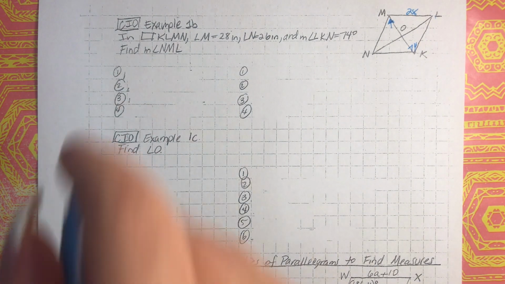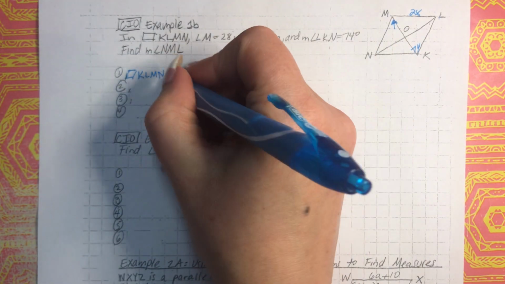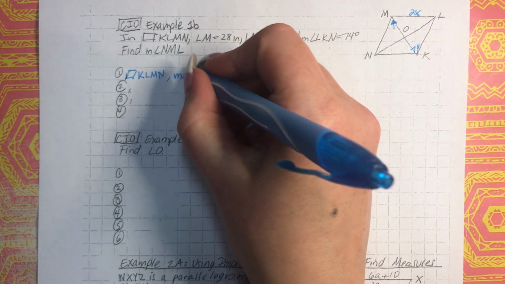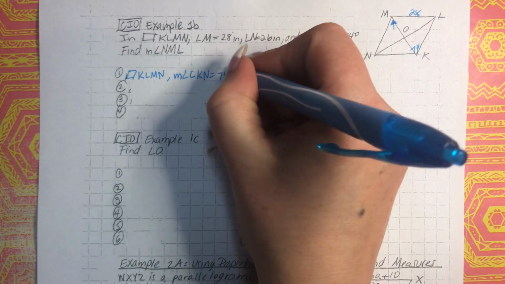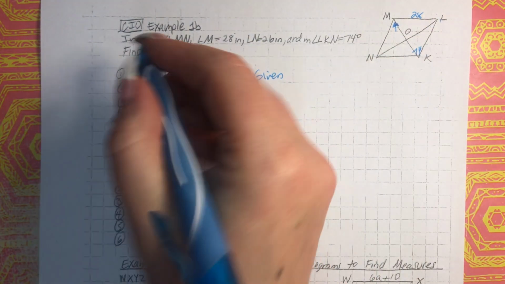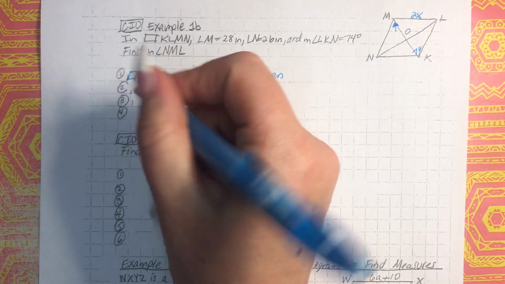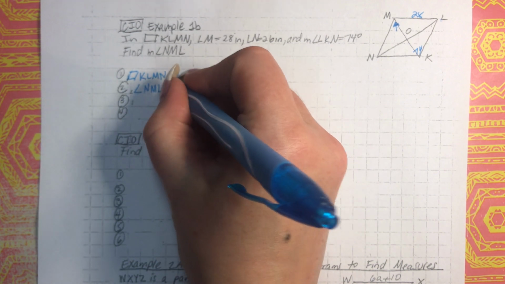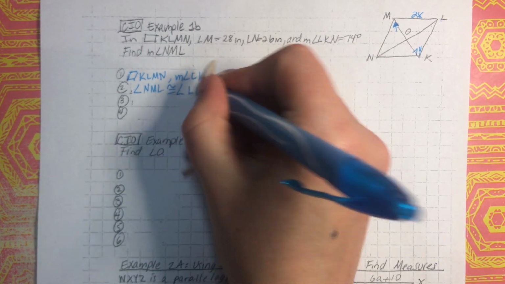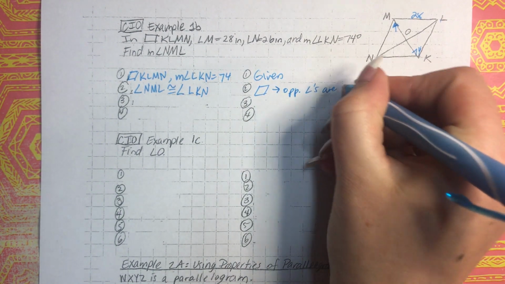Okay, so we have to say the given information first. We're going to say we have a parallelogram, right? And we're going to use this angle here. So the measure of angle LKN is equal to 74 degrees, and that's given. Then we're going to say that angle NML is congruent to angle LKN, because if it's a parallelogram, then the opposite angles are congruent.